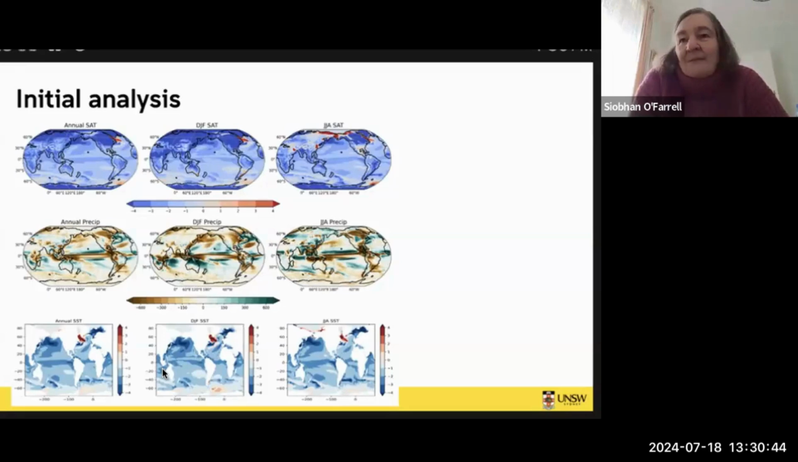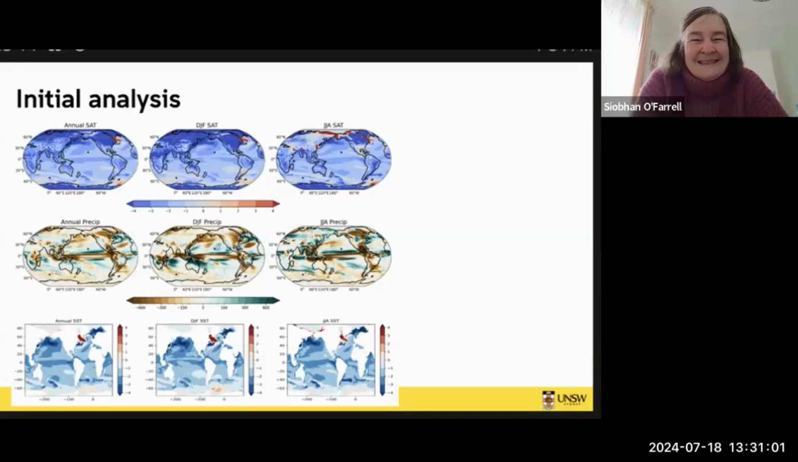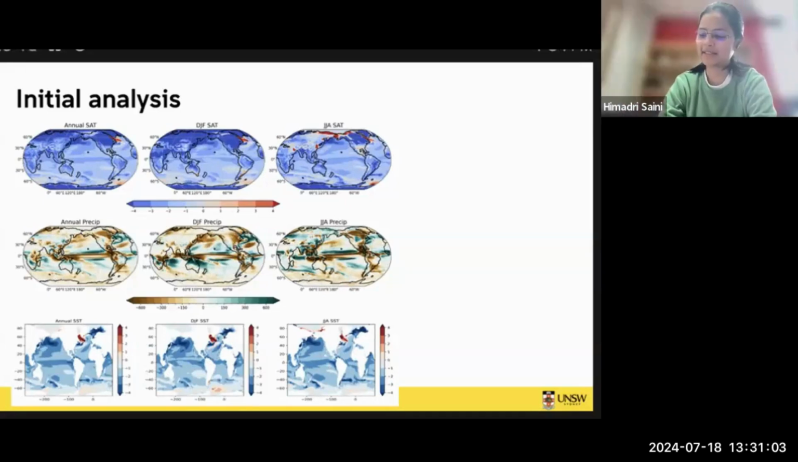So it's counterintuitive. Yeah, I agree with you, and I'm sorry I don't have the sea ice plot here, but I'll look at the sea ice as well in this one. I'm having some trouble plotting sea ice. Okay, I'll keep this in mind. Thank you, Siobhan.